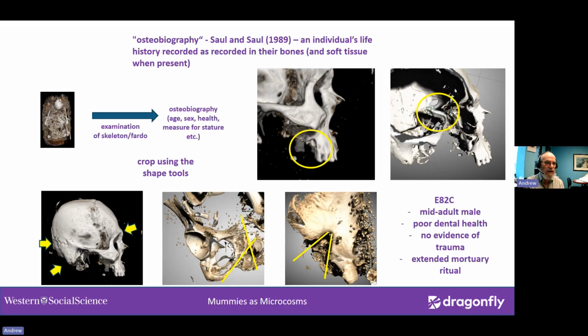So here's a much abbreviated version. We calculate stature. We look for trauma. We look for other evidence of pathological conditions. But a much abbreviated version of an osteobiography then is: this is a middle-aged adult male, poor dental health. There's no obvious evidence of trauma, and they experienced an extended mortuary ritual before they were actually buried.